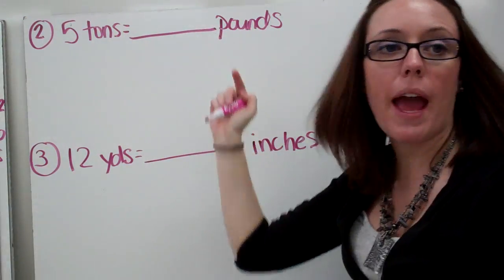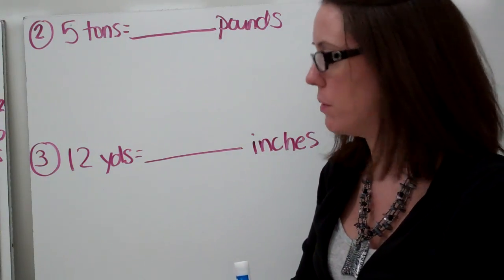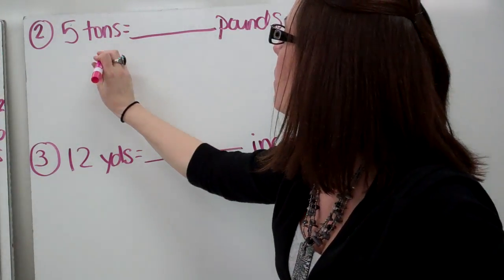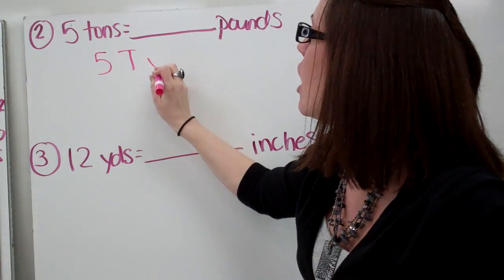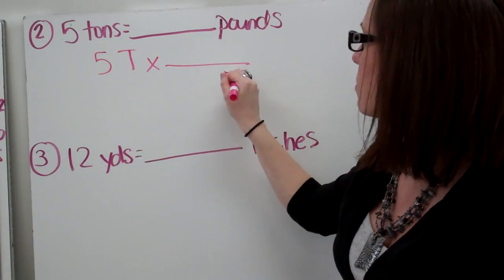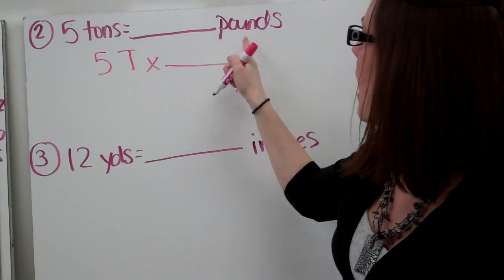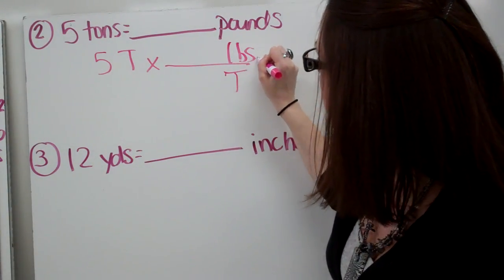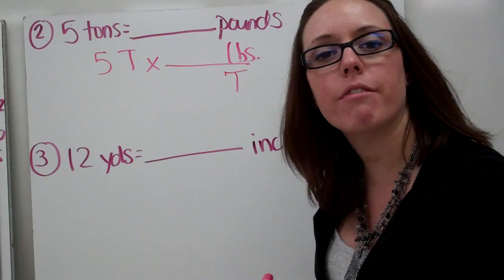5 tons to pounds. So we're going to go from tons to pounds. So start by writing our ratio. We have 5 tons. We're going to multiply that by our ratio with tons in the bottom because we want tons to cancel. And we want pounds, or LBS, to be at the top because that's what we're converting to.